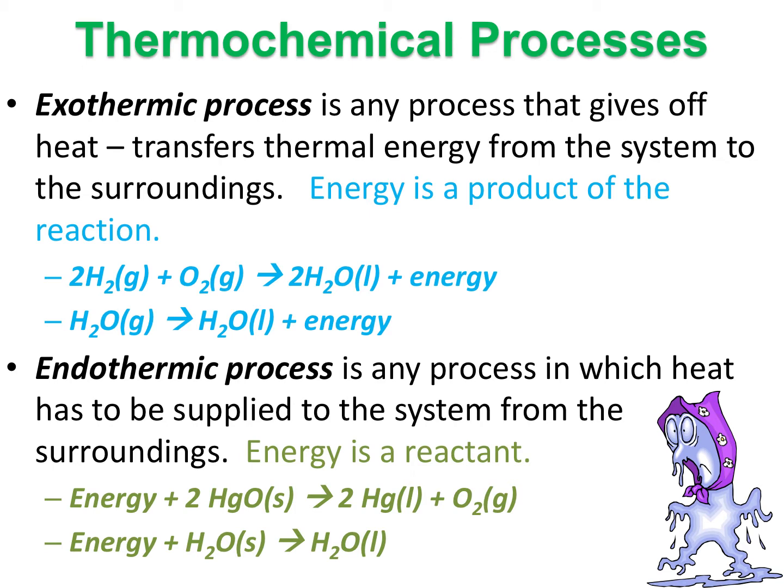Endothermic processes require heat to be supplied from the surroundings to the system. For example, in the heating of mercury-2 oxide, energy is supplied to cause the decomposition of the mercury-2 oxide into elemental mercury and elemental oxygen. Ice melting is another example of an endothermic process, as energy must be supplied to the chemical process for melting to occur.